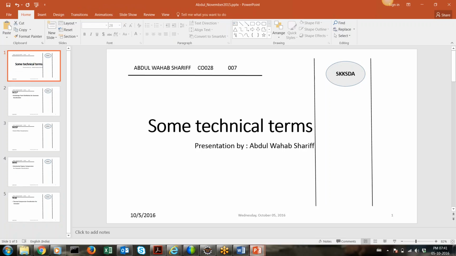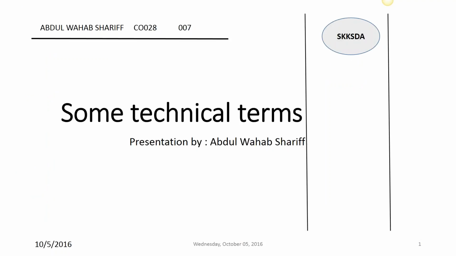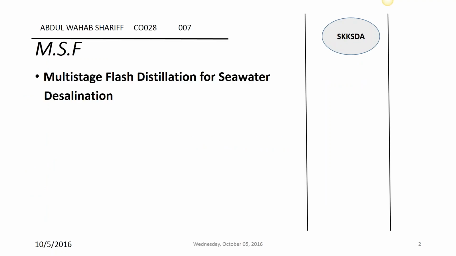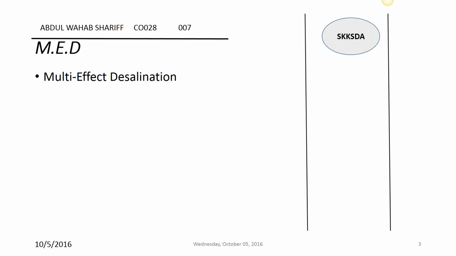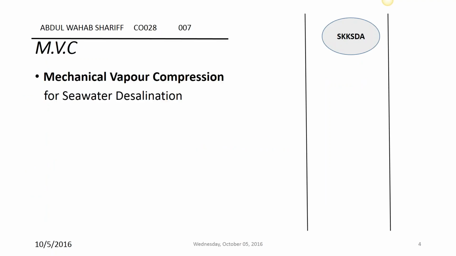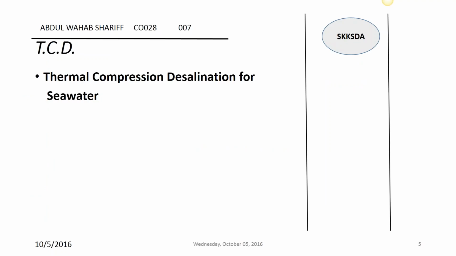F5, F5. You should see your beautiful slides here. So I have my name on the top, MSF, MED, MVC, and TCD. Okay, with this oval, with these vertical lines, with these horizontal lines, with the page number. You see, I see the page number here. That is the 5th page.